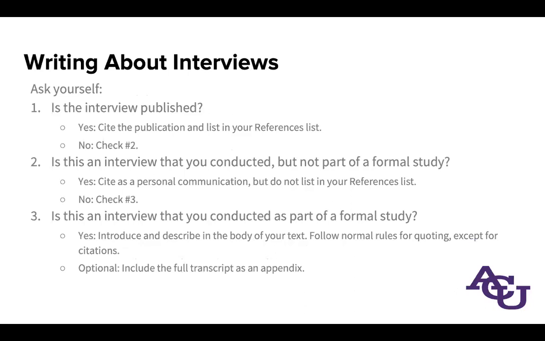So what do we do with this? Well, when you're writing about an interview, we start with asking a series of questions to determine which of these applies. So if this is a published interview, it's out there somewhere, whether that's, again, a video, a television broadcast, a transcript in an article, if it's published, then, okay, well, then we cite the publication and list it in the reference list. If the answer is no, then we go to our second question.